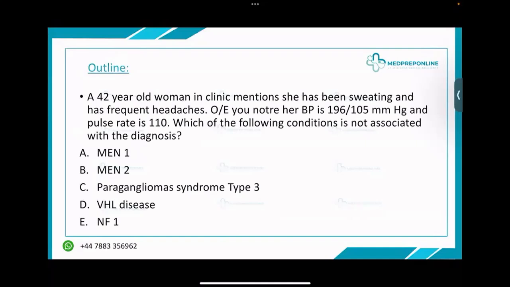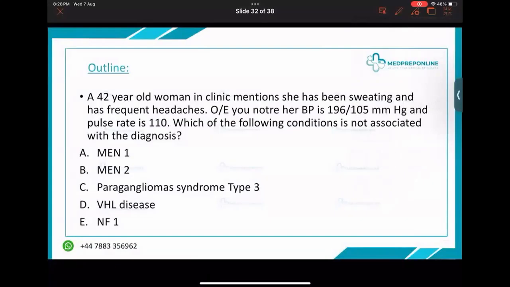Next one. One student, they can just unmute themselves and read the question. Someone who has not read it till now.